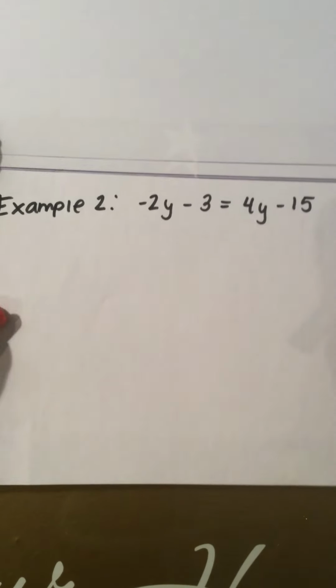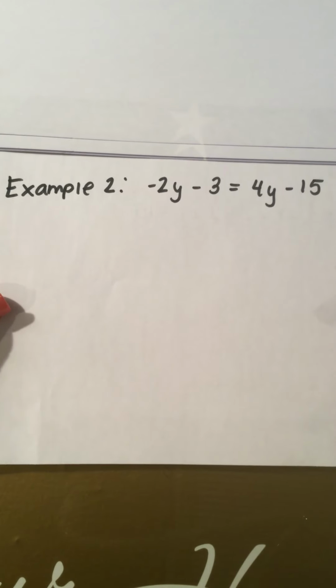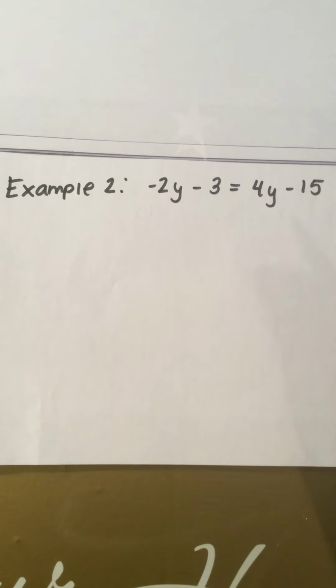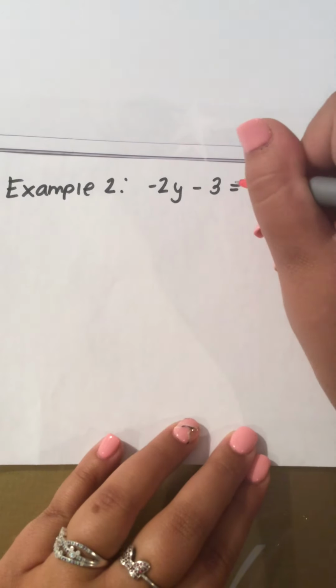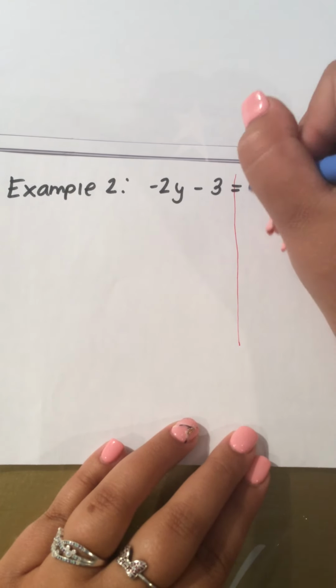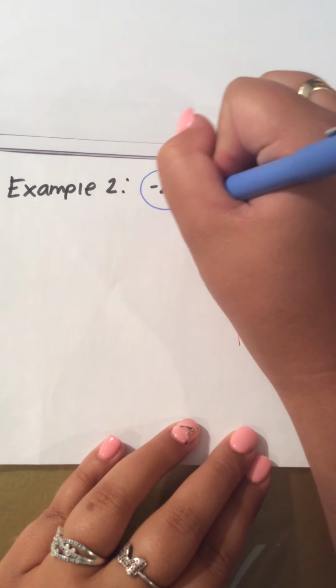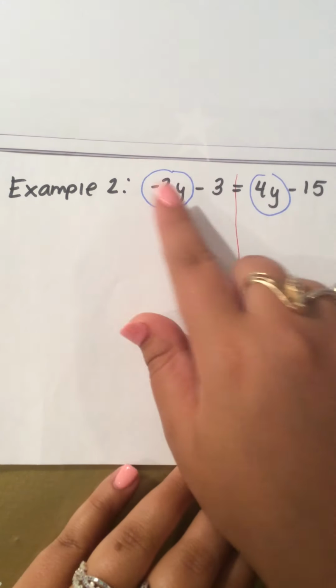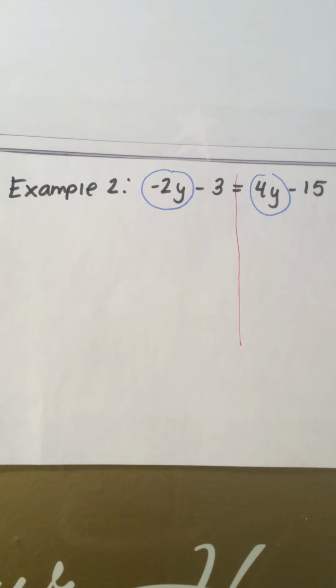Example 2. All right, so example 2 is we have negative 2y minus 3 equals 4y minus 15. Before I even dive into this, I'm going to draw a line down my equal sign, and I'm going to circle the ones with the variables. And I'm going to take the sign with them as well, because as you can see, we have a negative here, but a positive here.